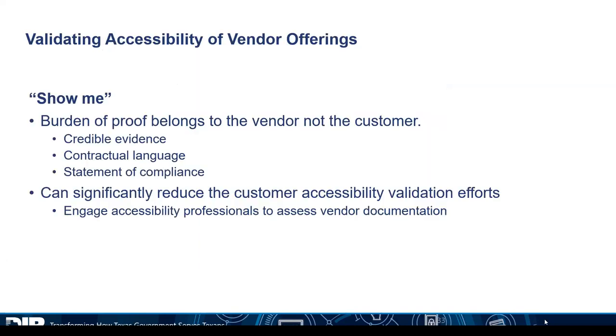So really, I argue that the burden of proof in terms of how accessible products and services are belongs to the vendor and not the customer. What you need to get from the vendors is credible evidence that they've done what they needed to do. I'll talk about that. Make sure that you've got contractual language in there when you're doing deals with them that is solid. And then a statement of compliance from them that they did everything, and there are probably things that I identified that need to get fixed, and just have a statement certifying that.